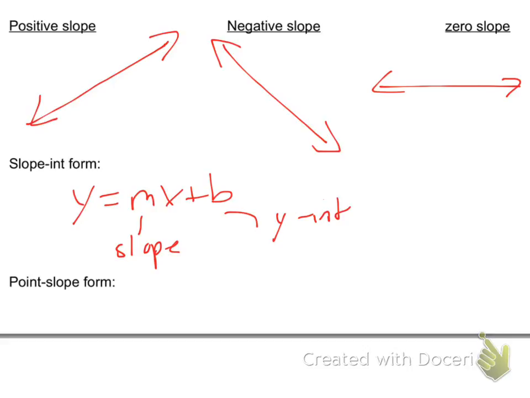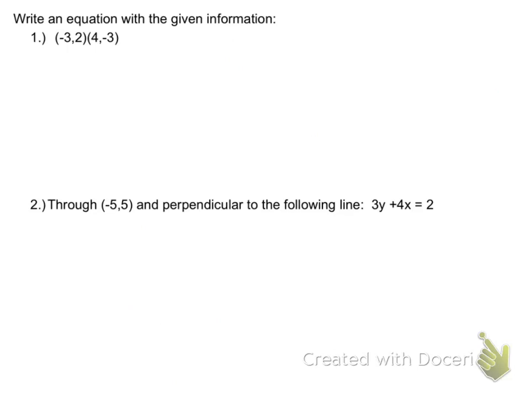Anyways, point slope form, remember, is y minus y1 equals m times x minus x1. And that is point slope form, where m is still your slope, but this time your point x1, y1 is the point that you're given. So you'll have a slope and a point where you put in for x1, y1. So we're going to put these to use now.